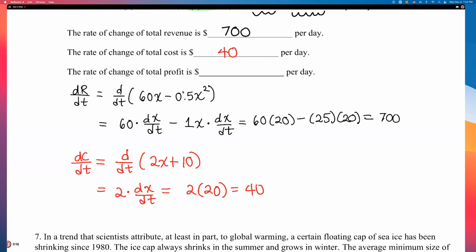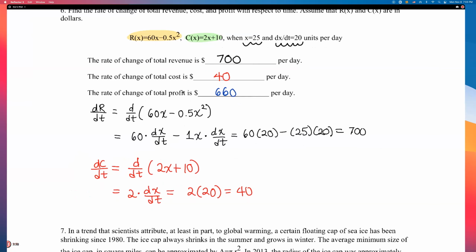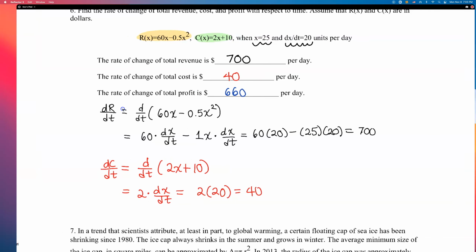And for the profit, I'll just go ahead and subtract those two and say that the rate of change of total profit is $660 per day. Okay? That was way too short. How about I do one more?